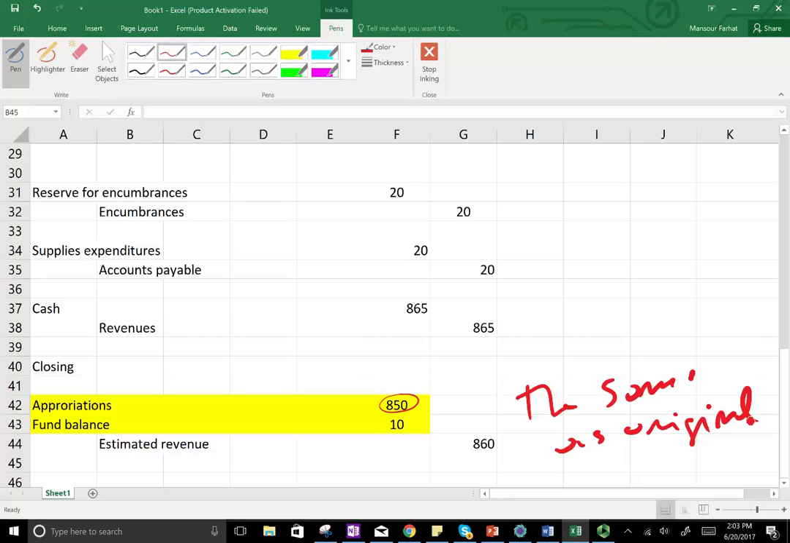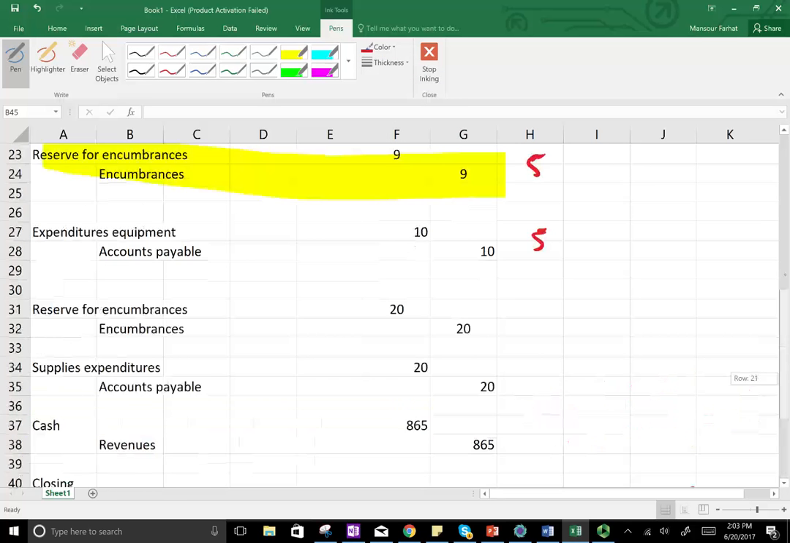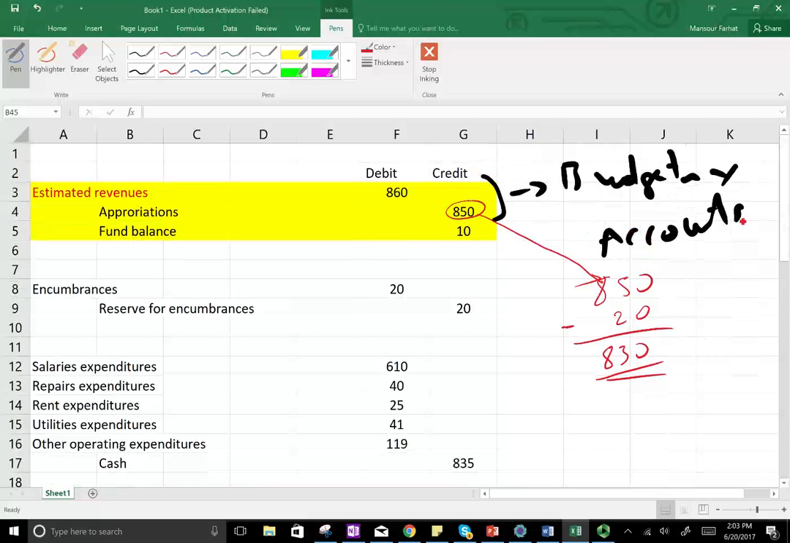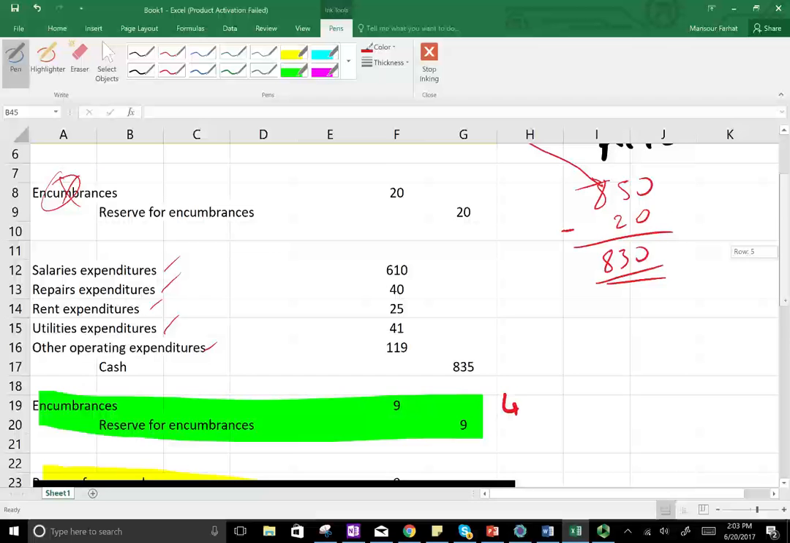The same as the original. That's done. Now I need to know the accounts that I need to close, and hopefully you know this. This is from your accounting knowledge, accounting 101. This account I'm supposed to close, but it's already closed. Expenditure, yes, all the expenditure I need to close. Cash I don't close, it's an asset.